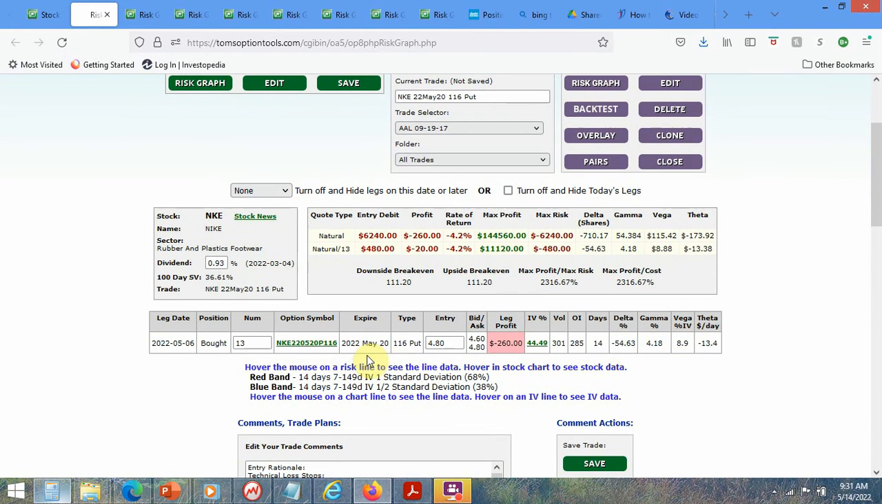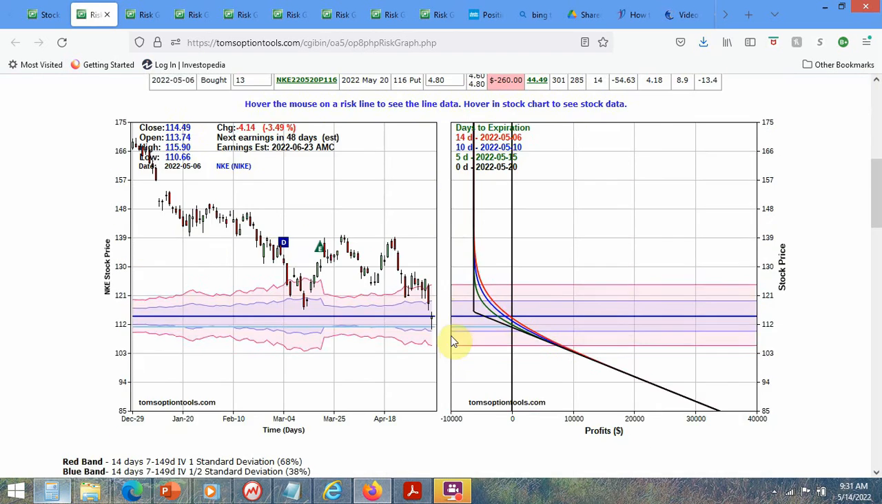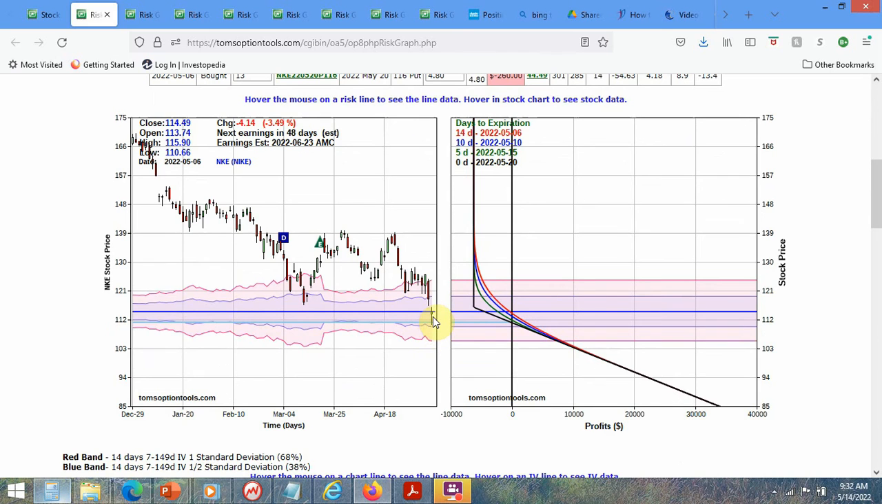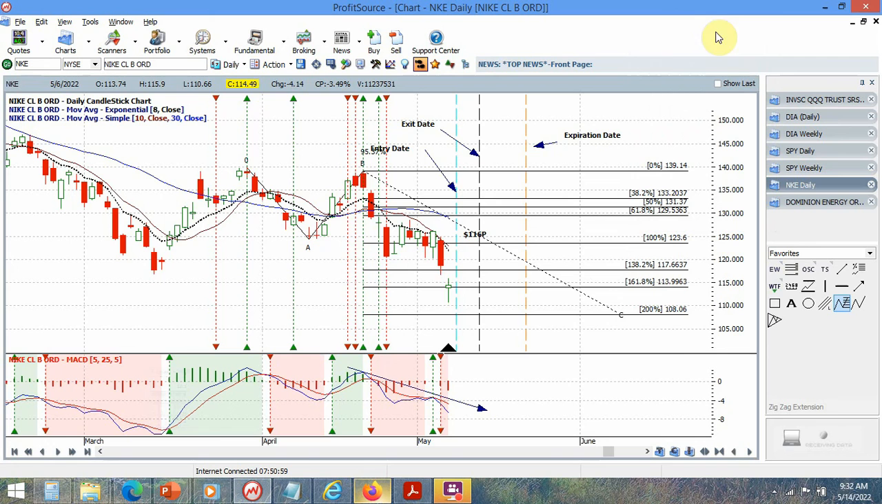So we have the expiration of May 20th. I bought the 116 puts, and I paid $4.80 for it. So that's what the chart looks like, and you see that gap down low that you saw on the original. That's Friday. So let's advance here one day at a time. So this is now May 9th, my entry day. Sorry. Day 1, day 2, day 3. I'm almost at 108. So day 4, it gapped down and then retraced back up.